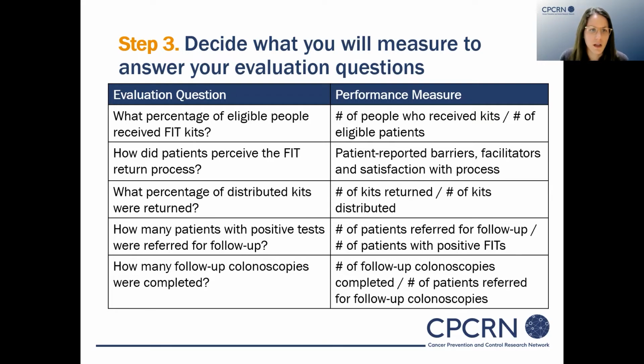So for what percentage of eligible people received the fit kits, you'll want to take the number of people who received kits and divide that by the number of eligible patients. For our second evaluation question, how did patients perceive the fit return process? We might measure that by patient-reported barriers, facilitators, or satisfaction with the process. And the rest of the examples are similar to the first one, where we need to identify our numerator and denominator and divide to come up with the rate. So those would be our performance measures that will go into our evaluation table.